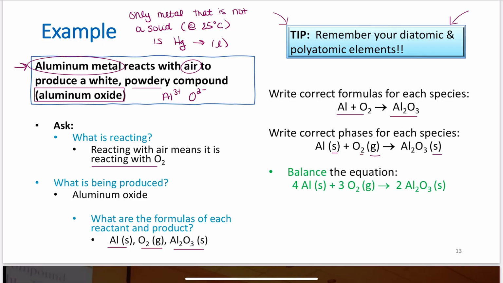When I look at this reaction, I see that 2-3 combination. I'm going to get rid of that first. I'm going to put a 2 in front of the Al2O3 and a 3 in front of the O2. So a 2 and a 3 here. That balanced out my oxygen. Now I need to balance out my aluminum. I now have 4 aluminum, so I'm going to put a 4 in front.